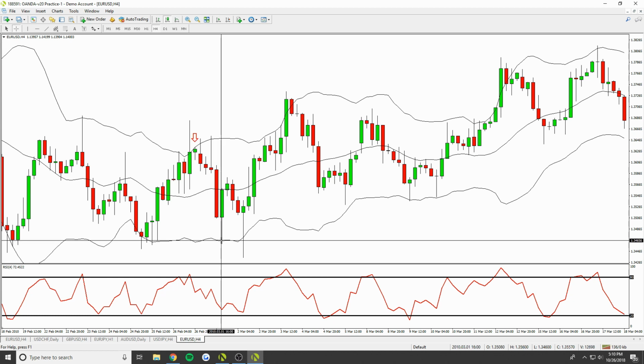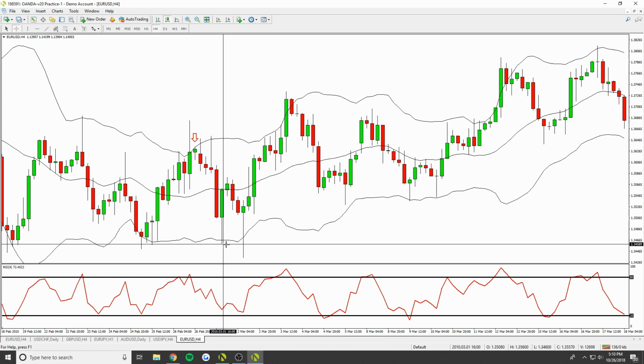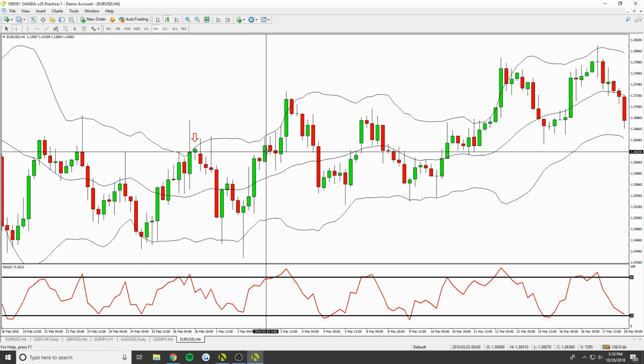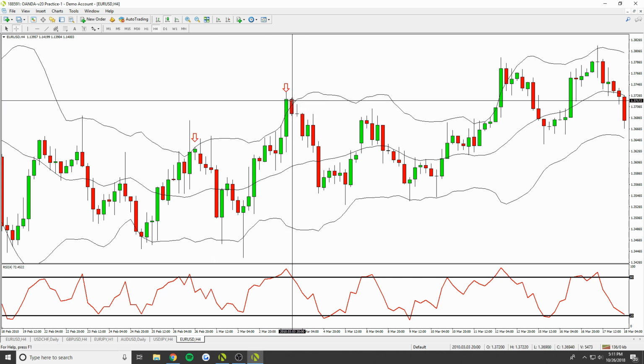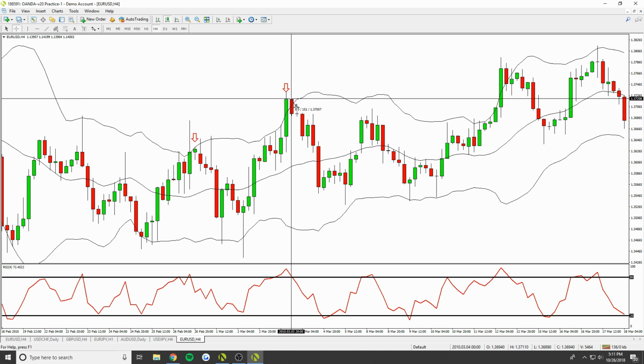So again, we did not close below here, so we did not take a trade. We did not close here, but we did close here. And what we'll see is on the RSI, we also had an indication that it was overbought. So again, we would have taken another sell trade. So on the very next bar, we would open a position short. And in this case, if we were going for the middle Bollinger Band, we would have had a 113 pip gain.